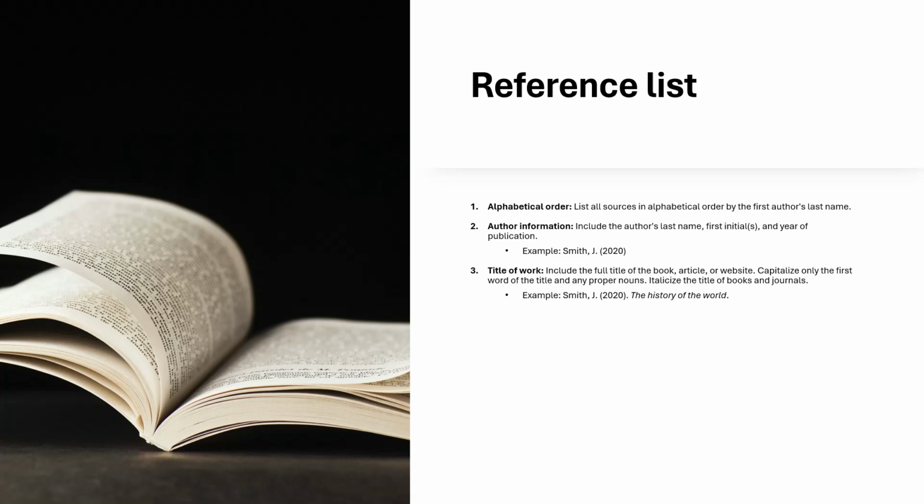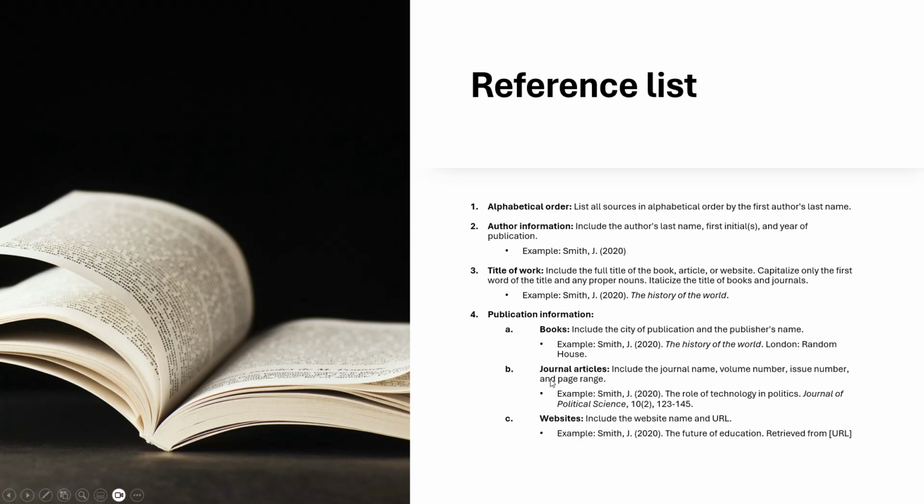In some cases, in some formats, you'd italicize the title of books and journals. You'd also then include the publication information, depending on whether you've used a book, a journal article, or a website, for example. You would include different types of information as those examples on the screen are showing.